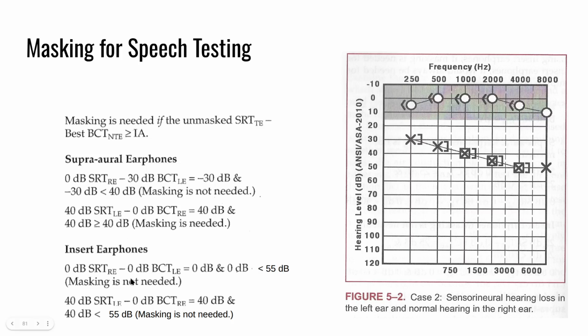With insert earphones, masking is not needed. That makes a difference because we barely need a mask for SRT in the left ear just because we equal our interaural attenuation level. Now that we've raised our interaural attenuation level by switching to inserts with 55 dB for deeply placed inserts, we don't need a mask there anymore, but we do need a mask for our left ear SRT.